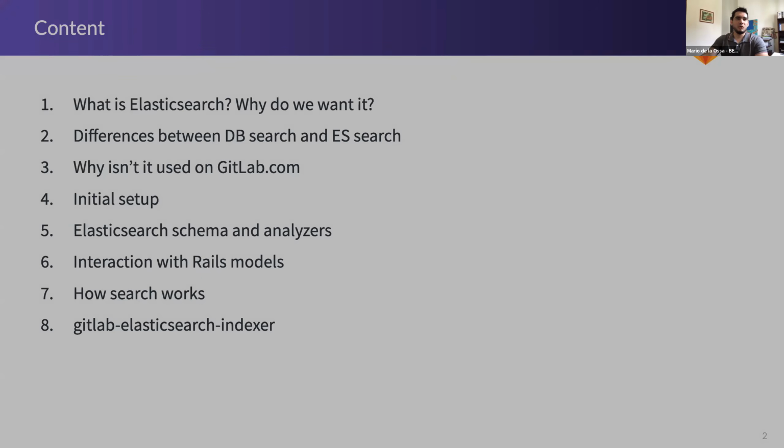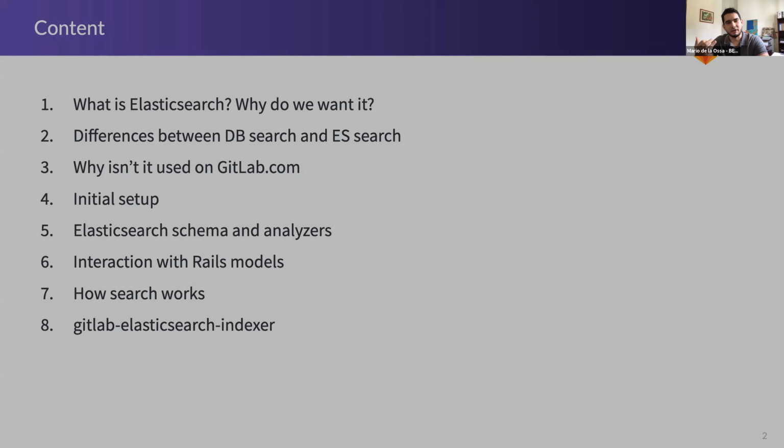So we're going to go into what is Elasticsearch and why do we want it. We're going to talk about the differences between database search and searching with Elasticsearch. We're going to be talking about why we're still not using it on GitLab.com, which we're trying very hard to do, by the way. We really want to use it. We're going to talk about how the initial setup looks like for self-managed users.